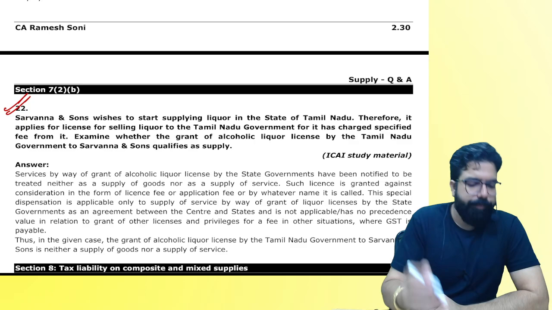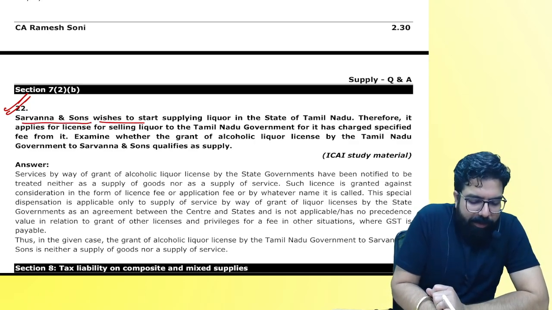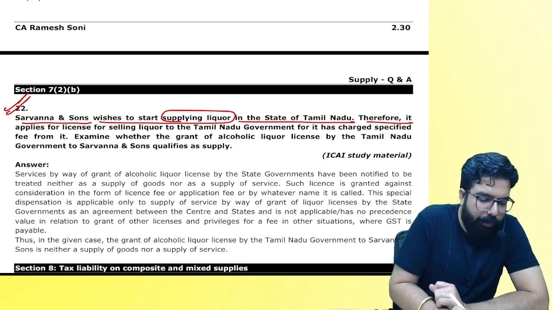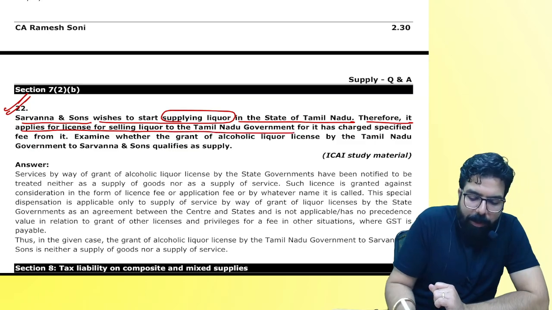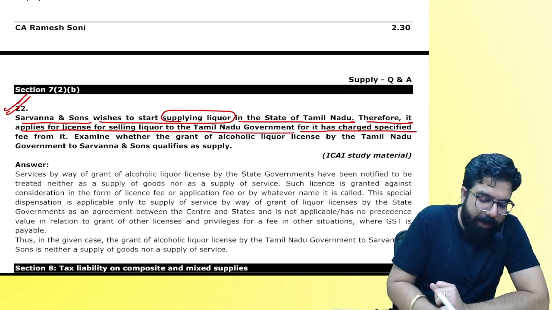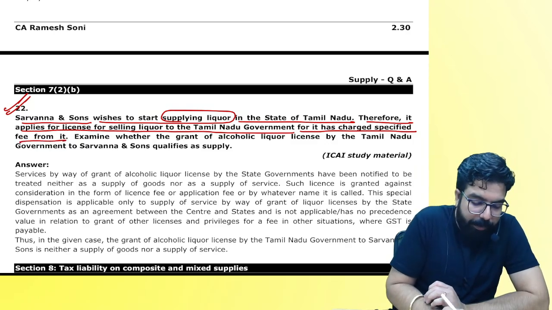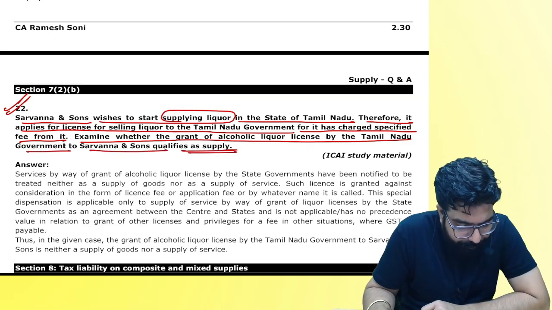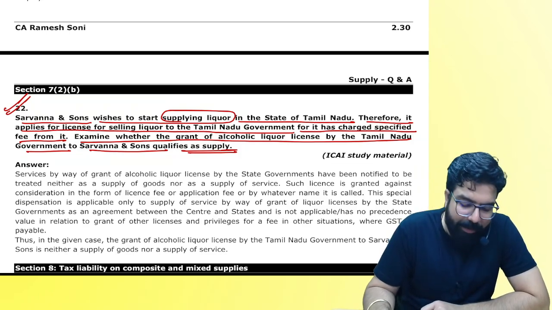Sarvana and Son wishes to supply liquor in the state of Tamil Nadu. Therefore, it applies for a license for selling liquor in Tamil Nadu, for which specific fees are charged. Examine whether the grant of license by the Tamil Nadu government to Sarvana qualifies as supply. People, will it qualify as supply?